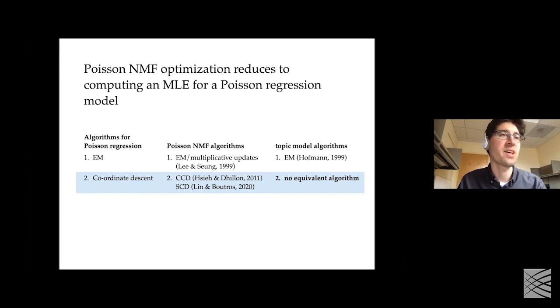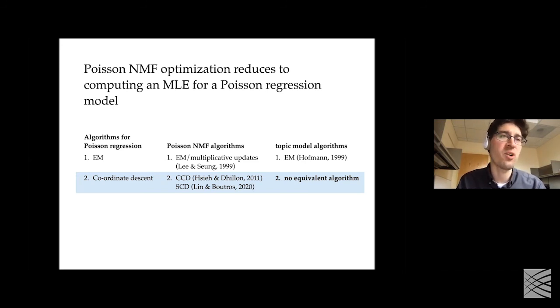So we can kind of connect the dots between the algorithms. We have algorithms for the simple Poisson regression, we have algorithms for Poisson NMF, and we have algorithms for the topic model. And now that I've made these connections, perhaps it's not surprising that they're either very similar or the same. You can also think about doing a simple coordinate descent algorithm, and there's no equivalent algorithm for doing that in topic models. So that's one thing that apparently no one has tried before, surprisingly. So we're going to see what happens when we try running a coordinate descent algorithm.